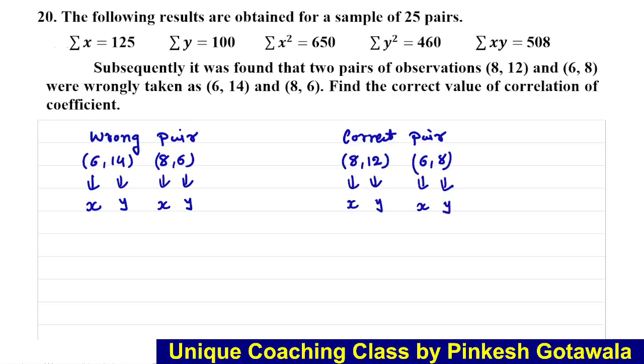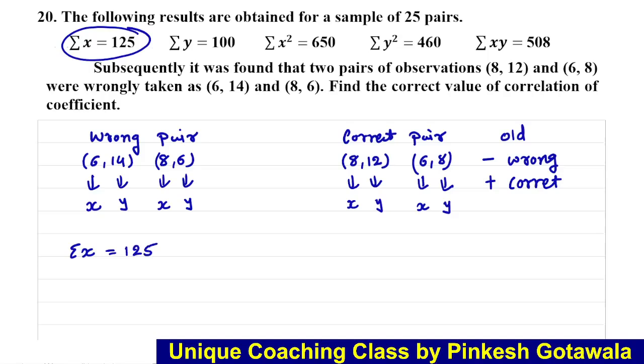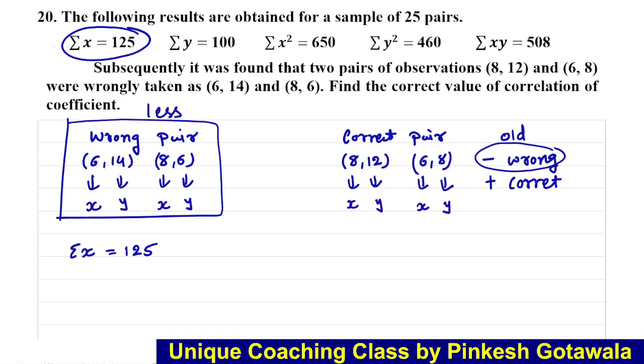Now how to solve? Very simple. Whatever old data is available, from that we have to subtract what is wrong, and what is right, what is correct, we will add. That is all you have to do. So let's start, first of all sigma x. We have sigma x 125. From that we have to do what? Subtract the wrong. This is the wrong. This is the wrong. So we have to subtract this and this is the correct. We have to add this.